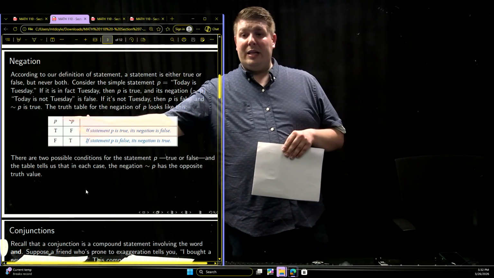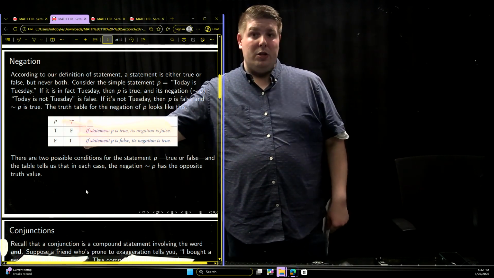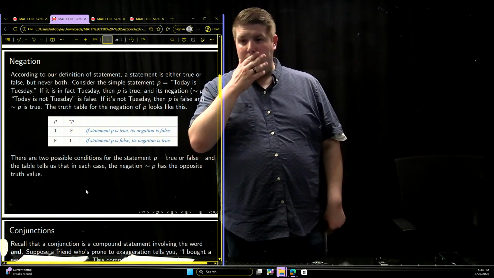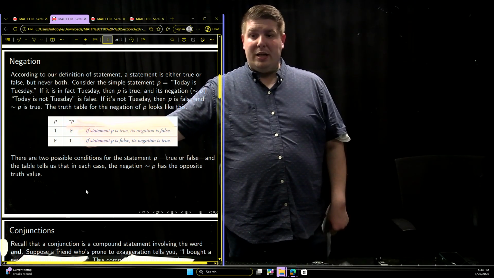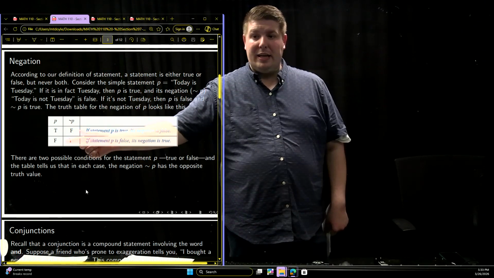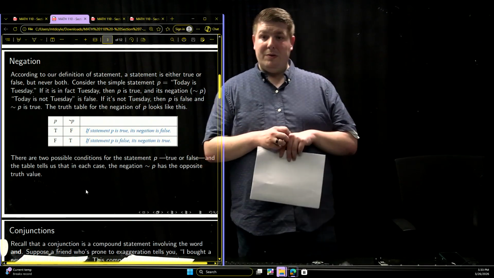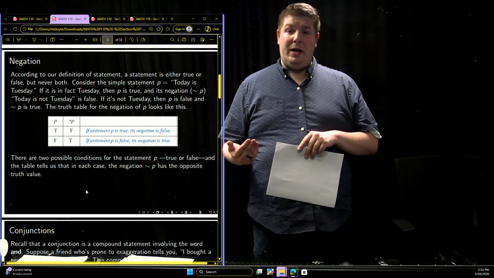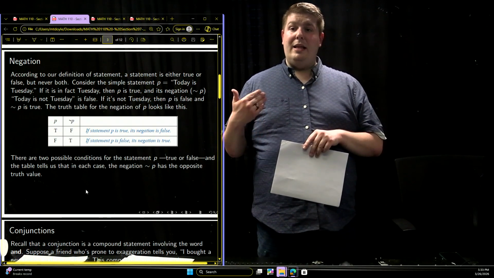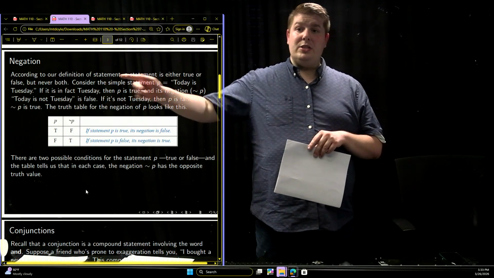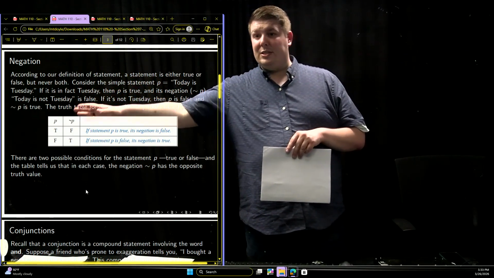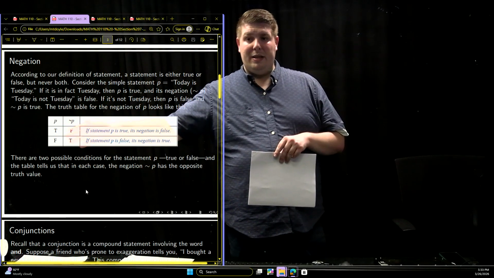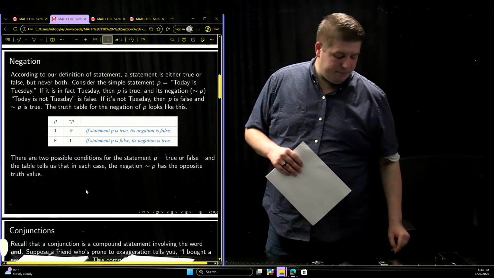What we do is we look at P and we give the two situations that could happen with it. It can either be true or false. The negation of true is false, and the negation of false is true. Okay? So there are two possible conditions for the statement, P being true or false, and the negation has the opposite truth value. This is called a truth table. This is the simplest one.